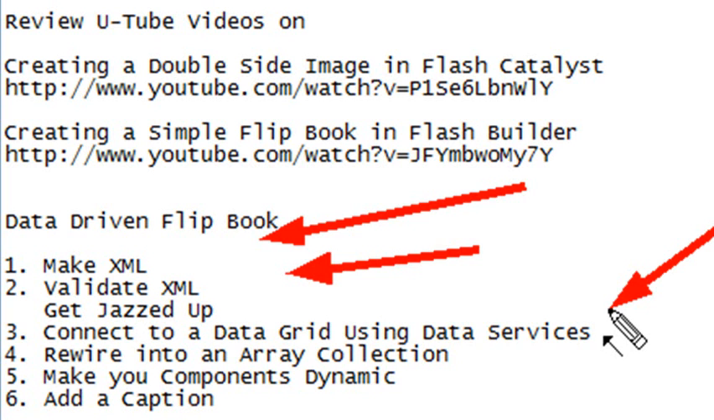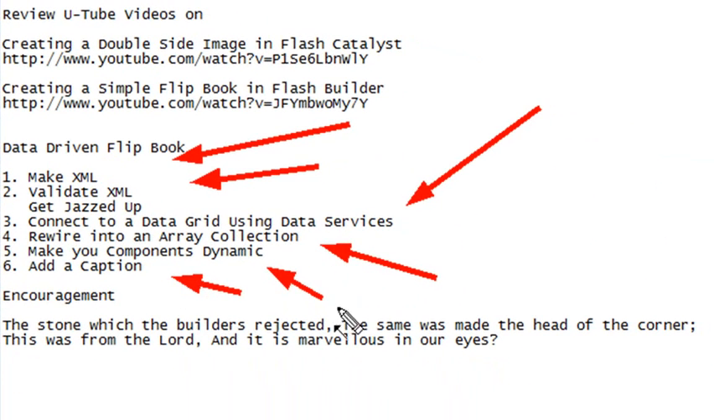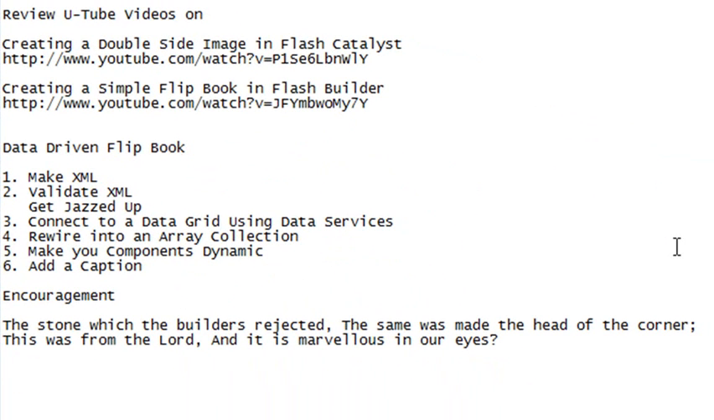We'll start off with a data grid and we'll add it to a data grid. And then we'll rewire that data grid using an array collection. And we'll add that data dynamically to our flipbook. And then we'll add a caption. Probably won't get all that done today, but we're going to be working on a series of videos here to make sure you get all that under your belt.